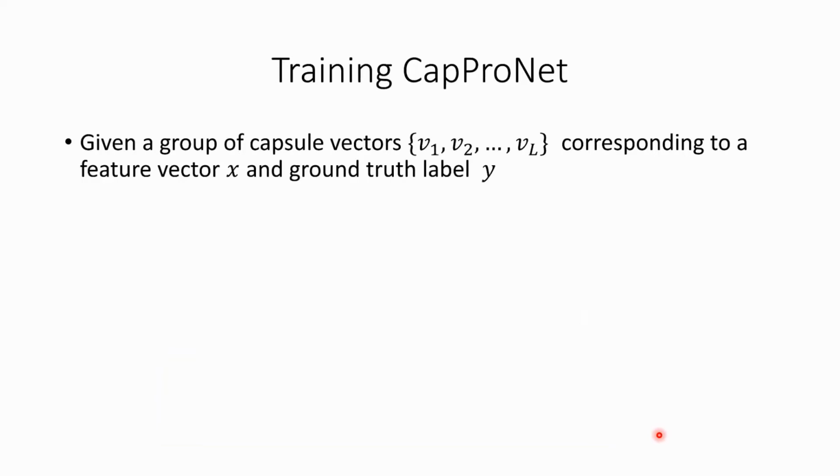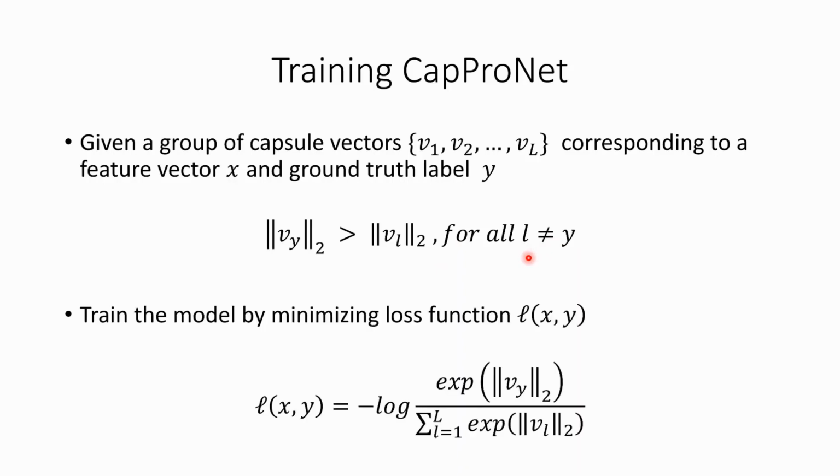Now let's see how we train the CapProNet. Given a group of capsule vectors, V1 to VL, corresponding to a feature vector X, and ground truth label Y, we want to train this CapProNet such that the corresponding capsule vector Vy has a greater value than all other classes. We can train this model using a standard loss function, for instance, by minimizing the negative log likelihood loss.